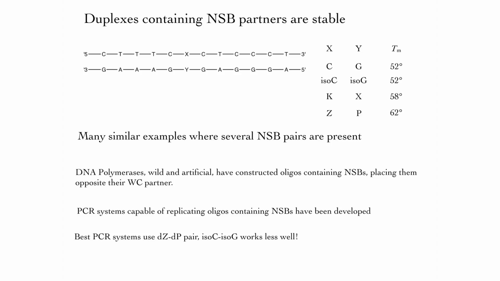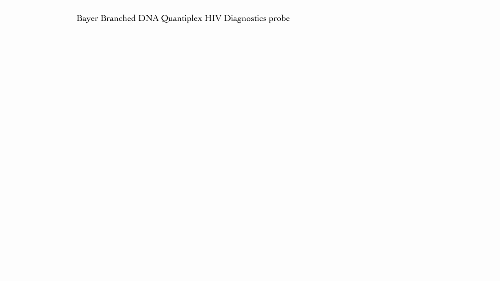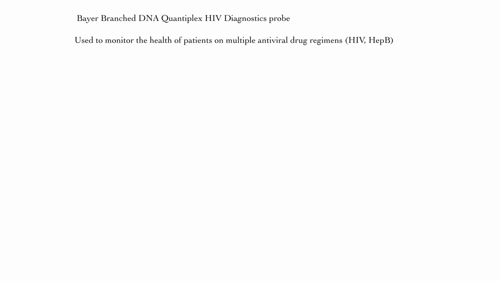In the best PCR systems, the ZP pair were better than Iso-C and Iso-G. That's been found. Okay. And I'd mentioned technological use, in this case, medicinal value. There's a branched DNA Quantiplex HIV and Hep A, B, and C diagnostics probe. It's used to monitor the health of patients on multiple antiviral drug regimens, in particular HIV and Hep B.